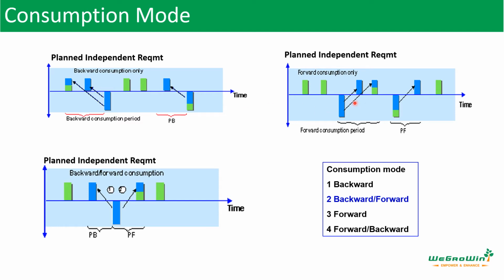Similarly, if we maintain the forward direction, then when you enter this order here, the system will consume the plan in the forward direction, in the future. And if we maintain backward and forward, the system will see how much plan is there in the past and consume it. For the remaining quantity, it will go into the future.